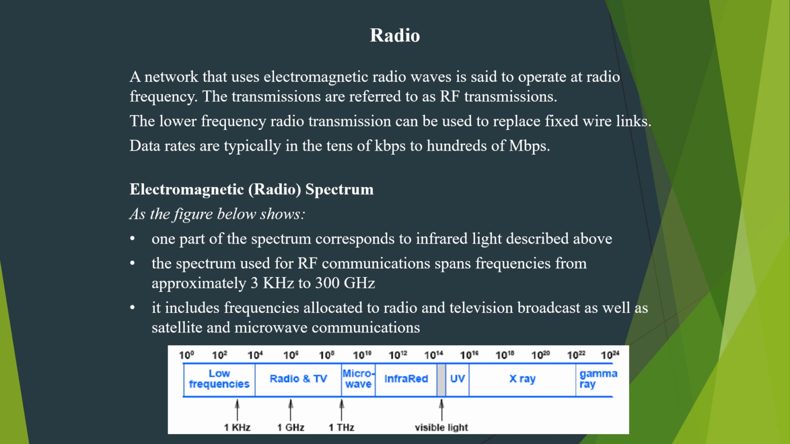Radio waves include some types, that is short wave, very high frequency, and ultra high frequency. Short wave is used for the shortest distances. Very high frequency is VHF, used for television and FM radio. And then UHF is used for radio and television.